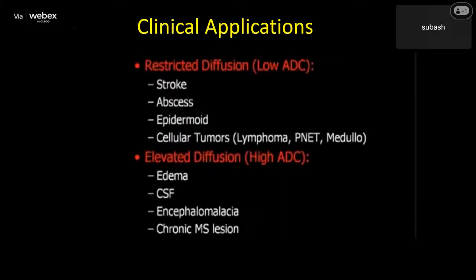So clinical applications are several. The restricted diffusion or low ADC is seen in stroke, in the abscess, in the epidermoid, in the cellular tumors, lymphomas and medulloblastomas. And elevated diffusion is seen in edema, CSF, encephalomalacia, and chronic MS lesions. In all these disease conditions, you will see elevated diffusion. That means ADC will be high, or in the ADC image, you will see a bright signal. Here you will have a low ADC. That means you will see a small dark signal.